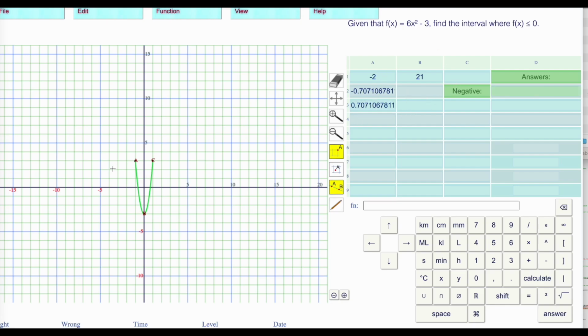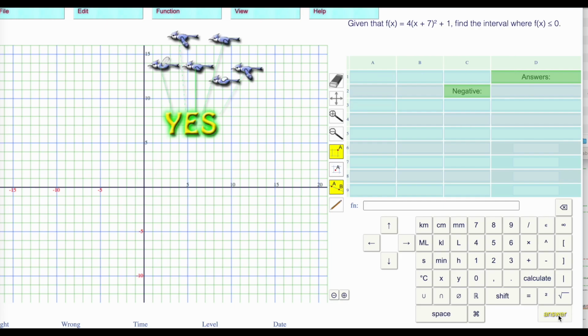It is negative, all right, so f of x is less than 0, but the function is below the x-axis when x is between negative 0.707106781 and positive 0.707106781, when x is a member of the open bracket, negative 0.707106, 6 decimal places, the open bracket. That is our solution. Then we press answer to see if we're right.